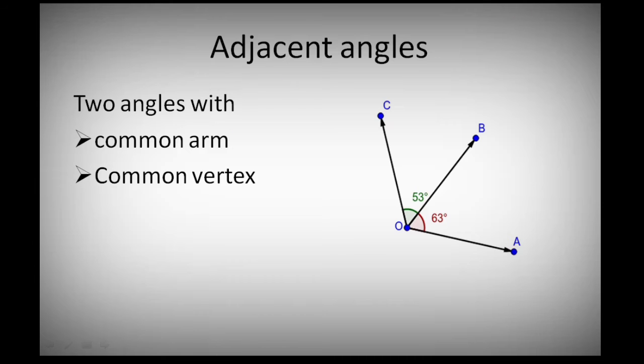Adjacent angles. We call two angles adjacent angles when they have a common arm, meaning here OB is the common arm. If you take angle AOB, let us say 63 degrees, and angle BOC 53 degrees, they have a common arm and they should have a common vertex. So O is the common vertex for both angles. So these angles are called adjacent angles.